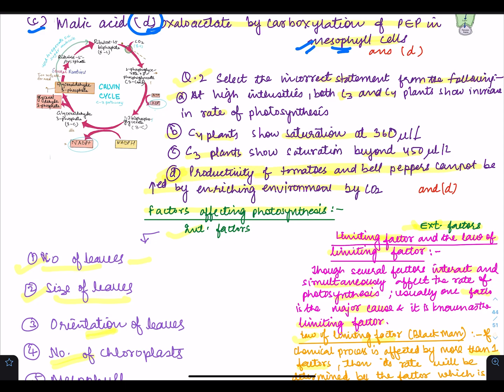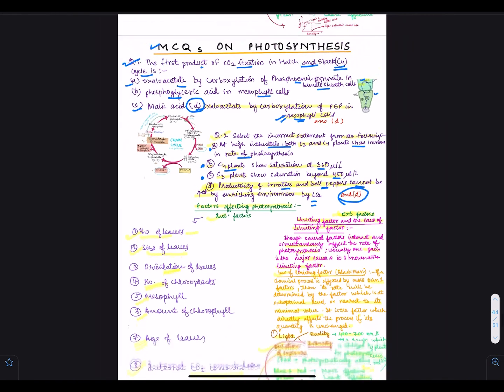See, at high intensities, both C3 and C4 plants show increase in rate of photosynthesis. So this is actually correct. C4 plants show saturation at 360 and C3 beyond 450. So these three statements are actually correct. Now, we read just now that tomatoes and bell peppers are greenhouse plants, and if we increase carbon dioxide, their productivity will actually increase. But this statement says that it cannot be increased. So our answer is D. Okay.